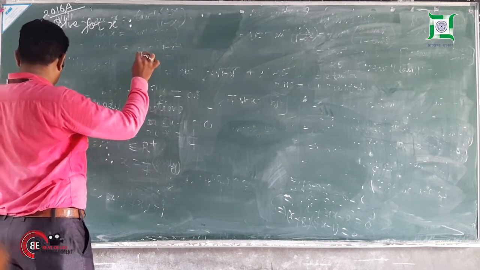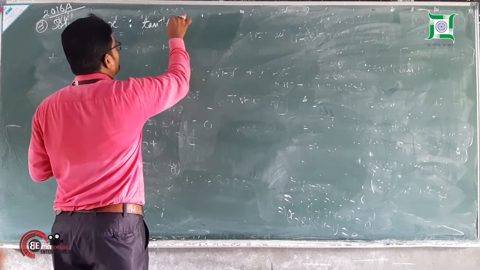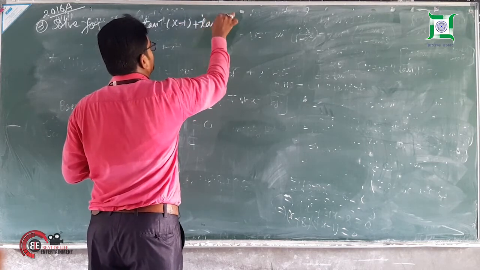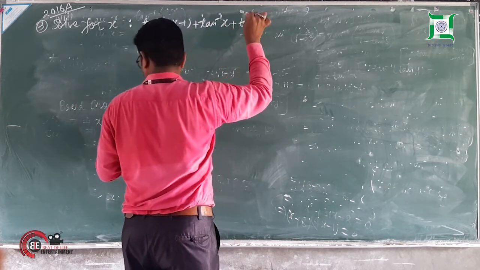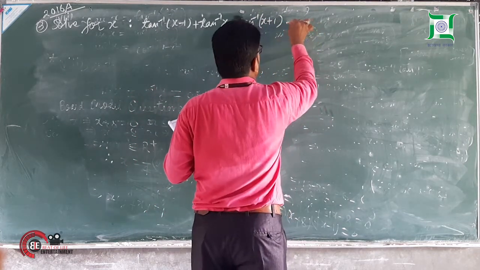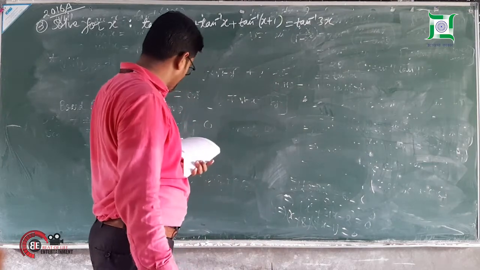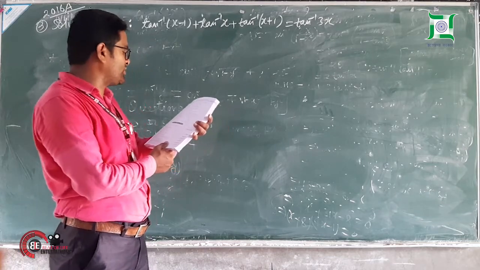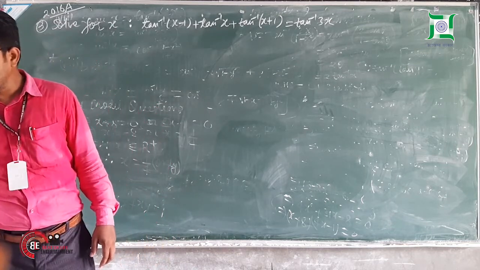See, tan inverse of x minus 1 plus tan inverse of x plus tan inverse of x plus 1 is equal to tan inverse of 3x. See it. Tan inverse of x minus 1, tan inverse of x, tan inverse of x plus 1 is equal to tan inverse of 3x. Now we have to solve this for the values of x.